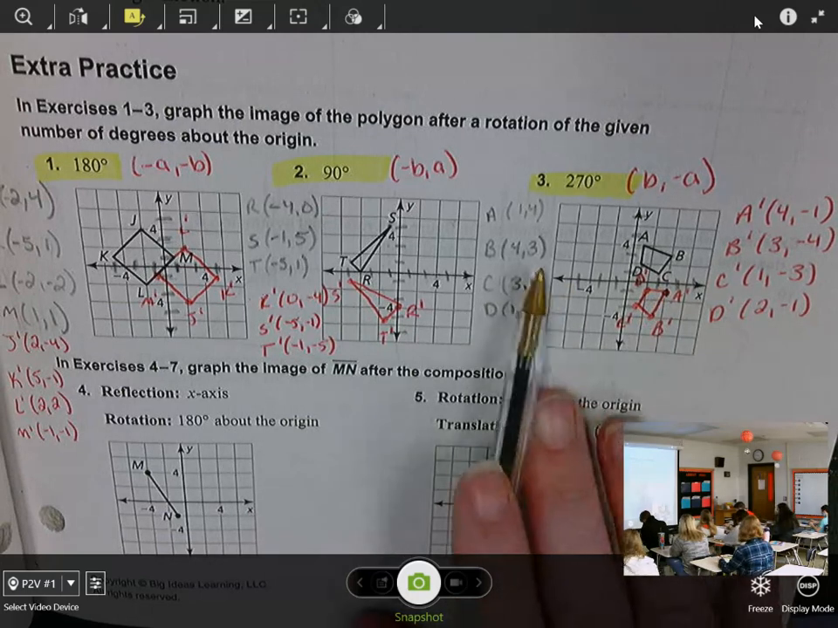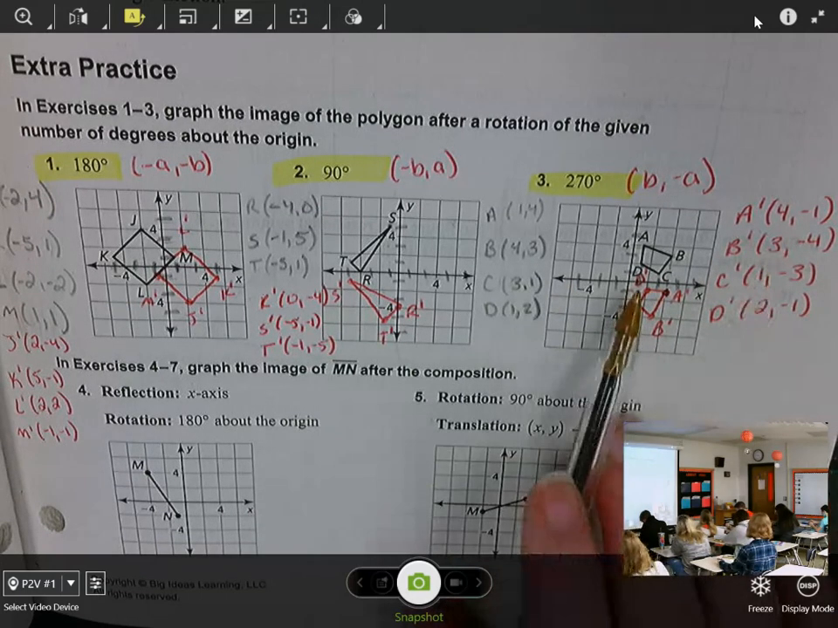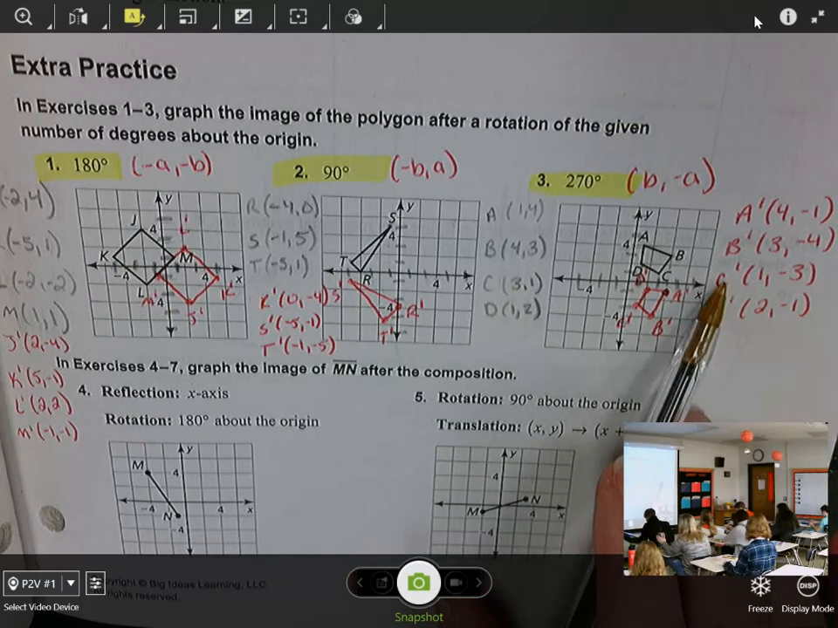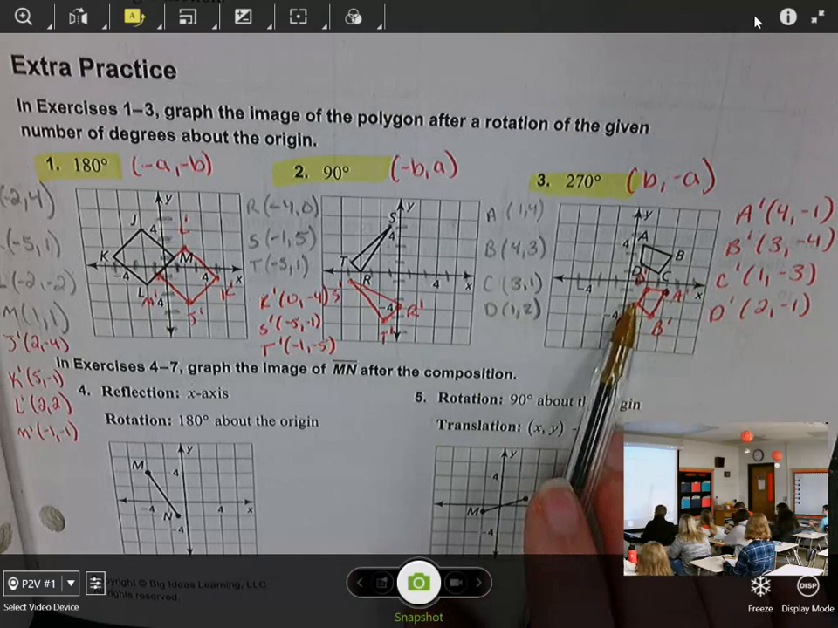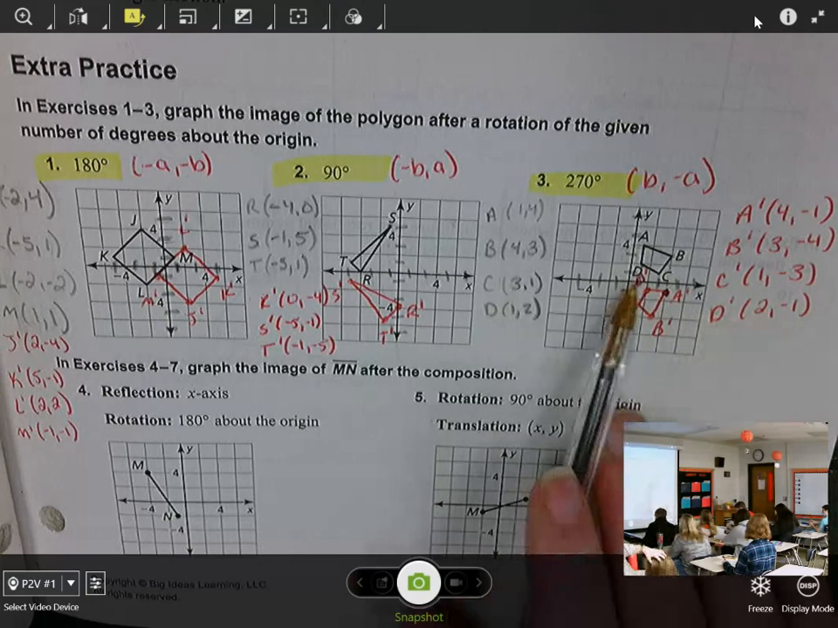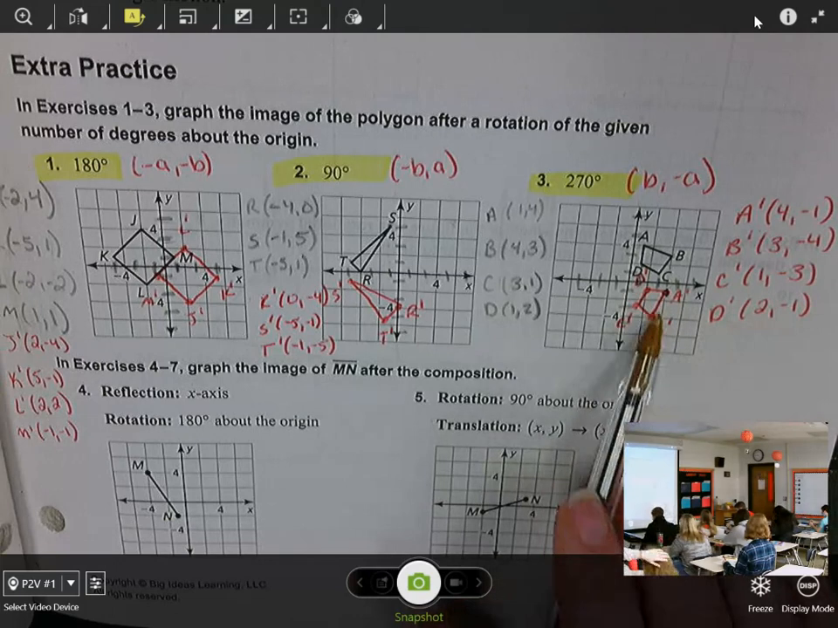B prime would be 3, negative 4. So to the right 3, down 4. C prime would be 1, negative 3. So to the right 1, down 3. And D prime would be 2, negative 1. So to the right 2, down 1. And there's my quadrilateral.